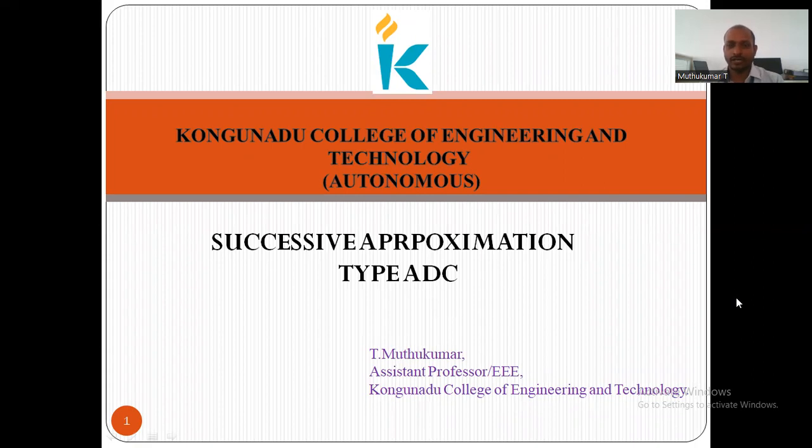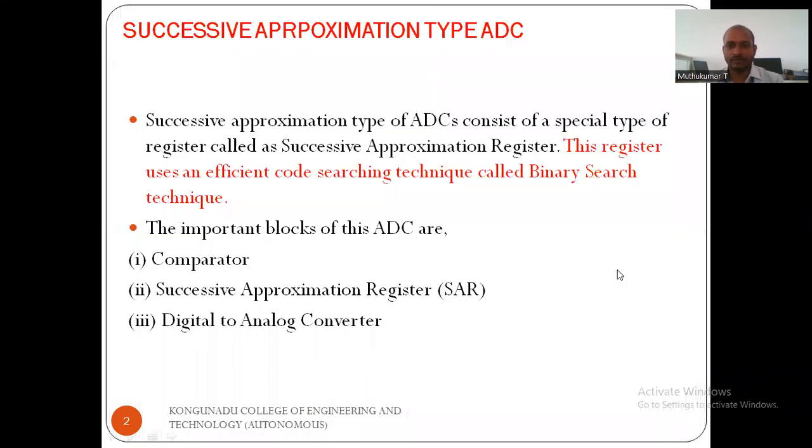Today, I am going to deliver a lecture on successive approximation type analog to digital conversion, under linear integrated circuits. This is one of the analog to digital conversion techniques. Here we are going to use a special type of register called the successive approximation register. So it is called the successive approximation type analog to digital converter.